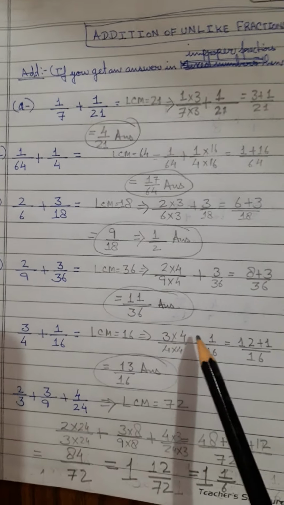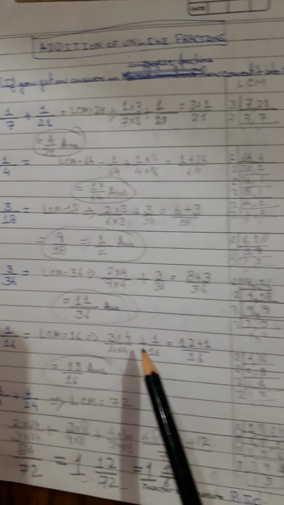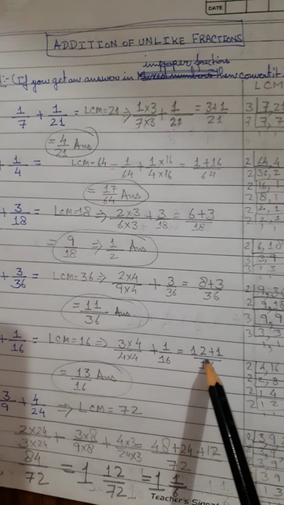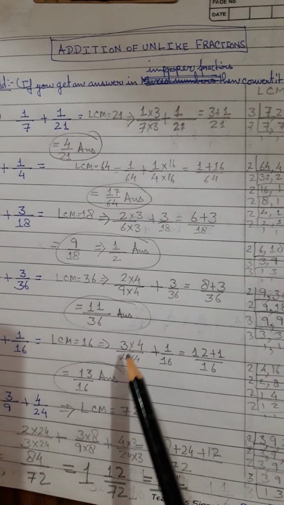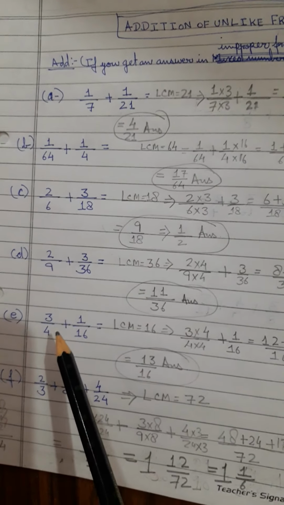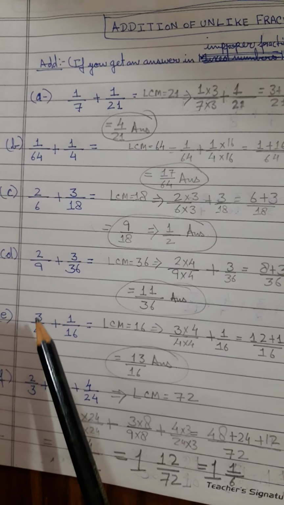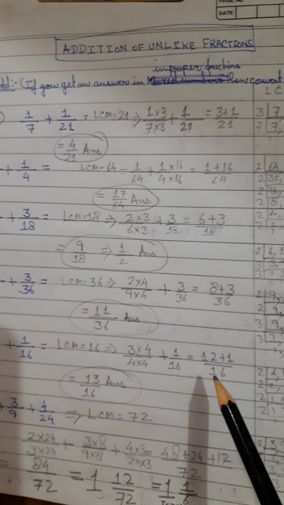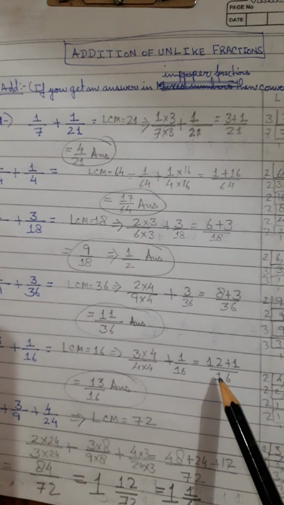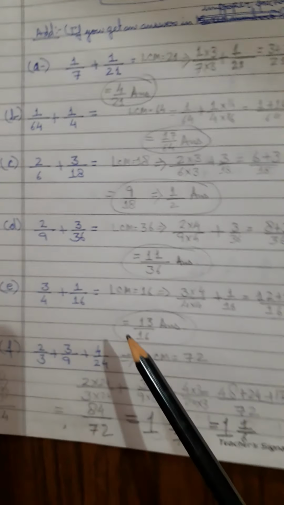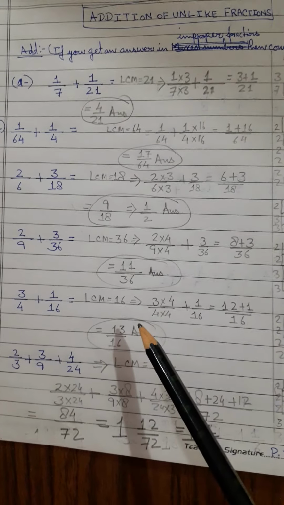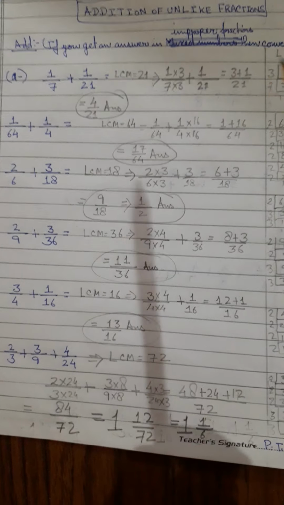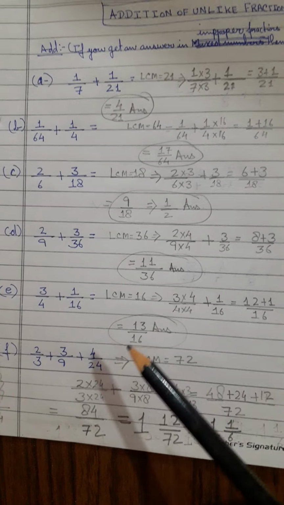LCM comes out to be 16. The same process goes on. And this is what you get, 3 into 4, 4 into 4. Why? Because this 4 has to be made into a 16. So 4 into 4, 16, 3 into 4, 12, right? So 12 plus 1 over 16. 16 is common, so we're just writing 16 like this. So 13 over 16. I hope no problems in these first 5 sums.